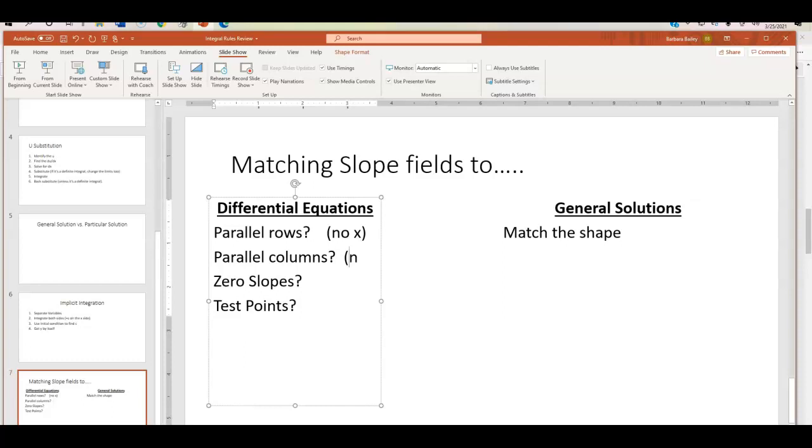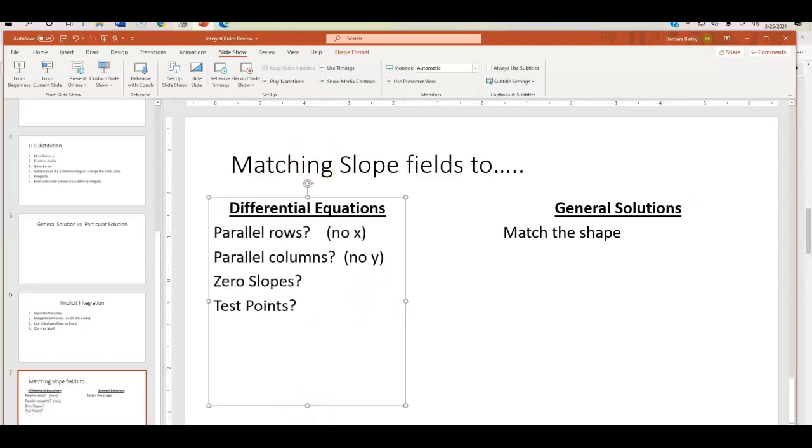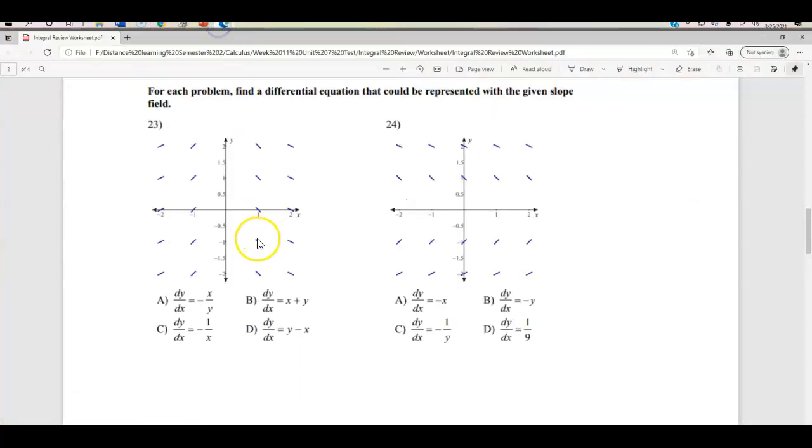Parallel columns means no y, because that would mean that if all of the variables in that column are the same, then the y has no effect on it. Like here, for instance, all of these slopes in this column are the same. Therefore, our differential equation cannot have a y in it. Right away, then we know the answer has to be C for this one.